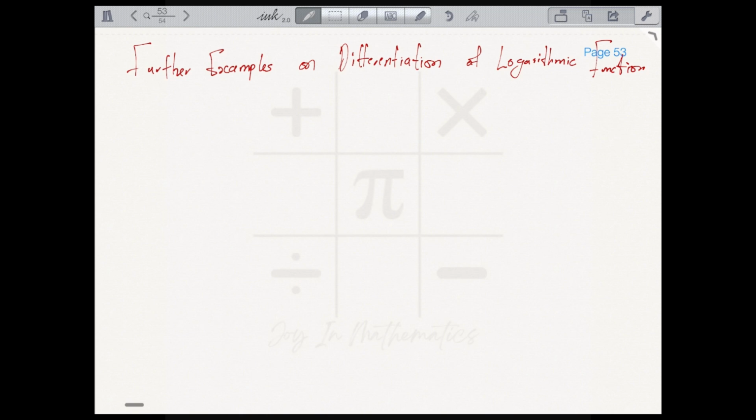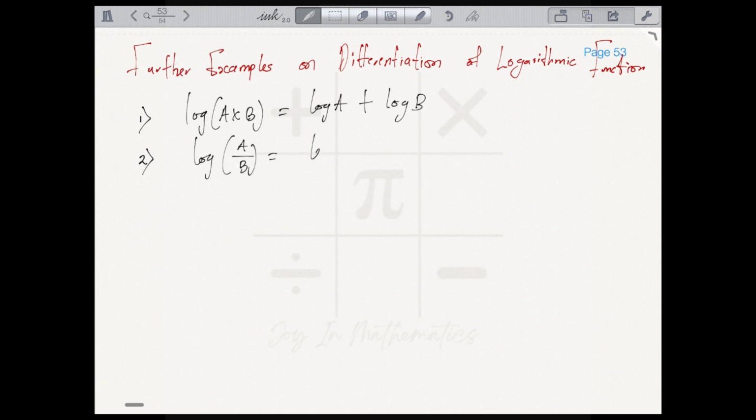More examples on differentiation of logarithm functions. Now, before we continue, let's take a quick review of the laws of logarithm. There are three basic laws of logarithm. Log a multiplied by b is equal to log a plus log b. Log a divided by b is equal to log a minus log b, and log a raised to power n is equal to n log a.